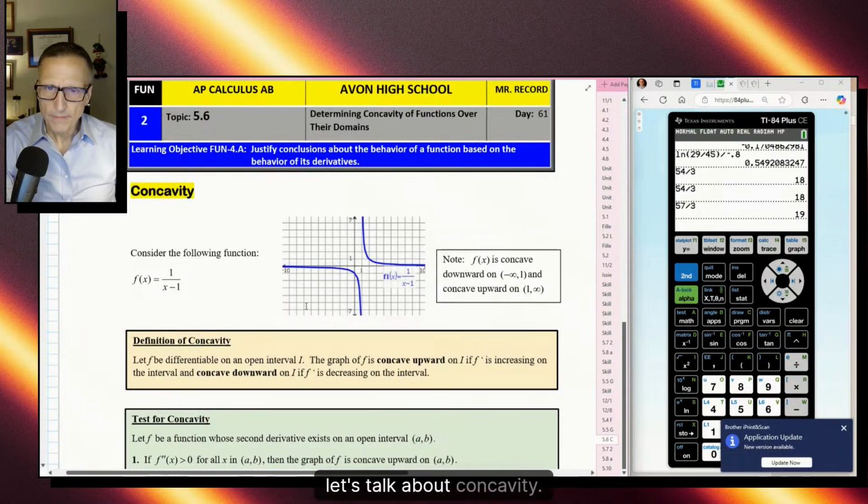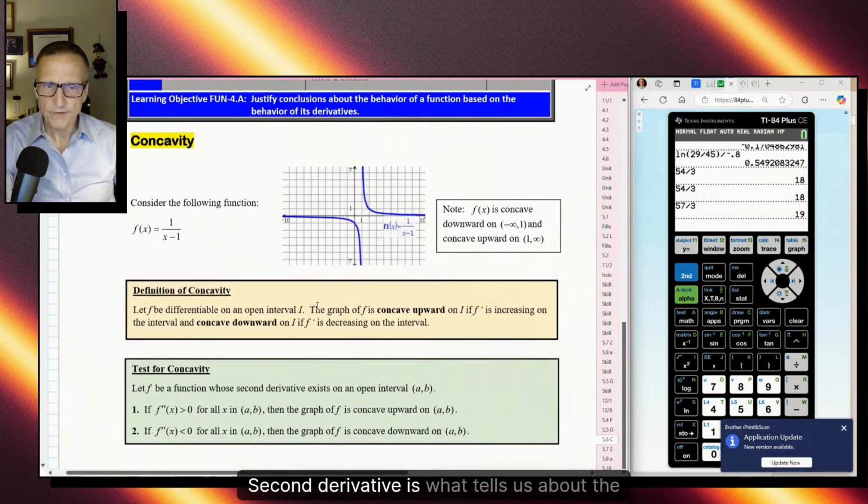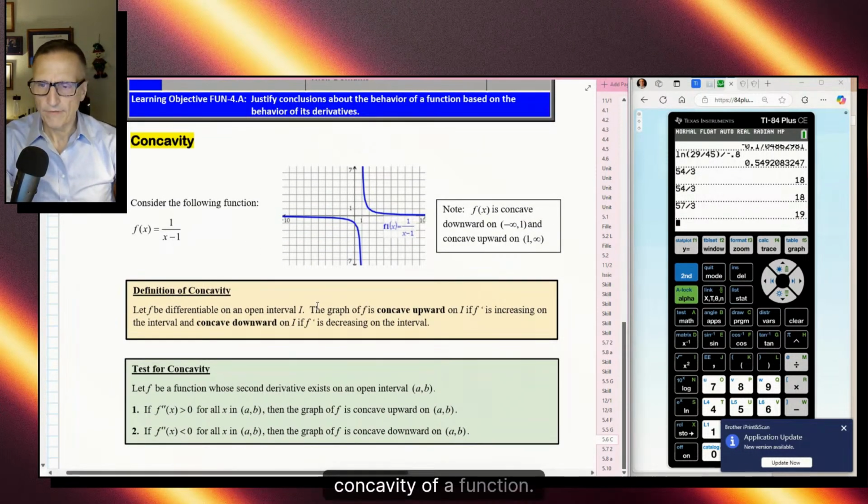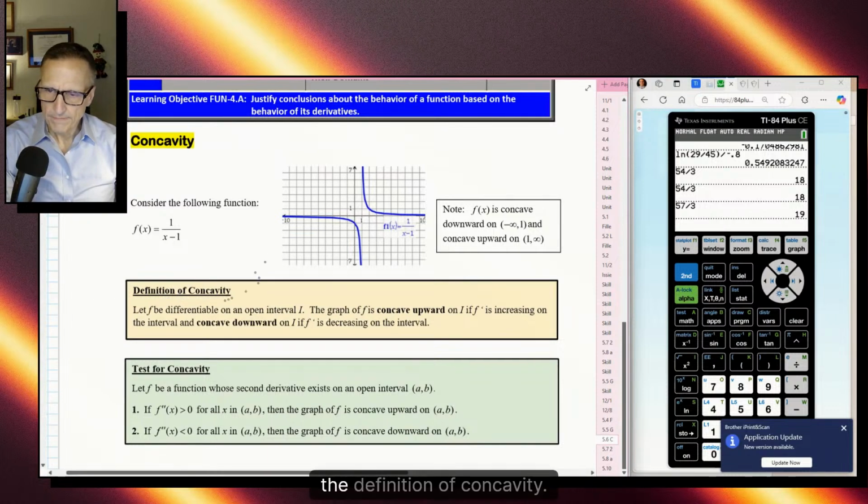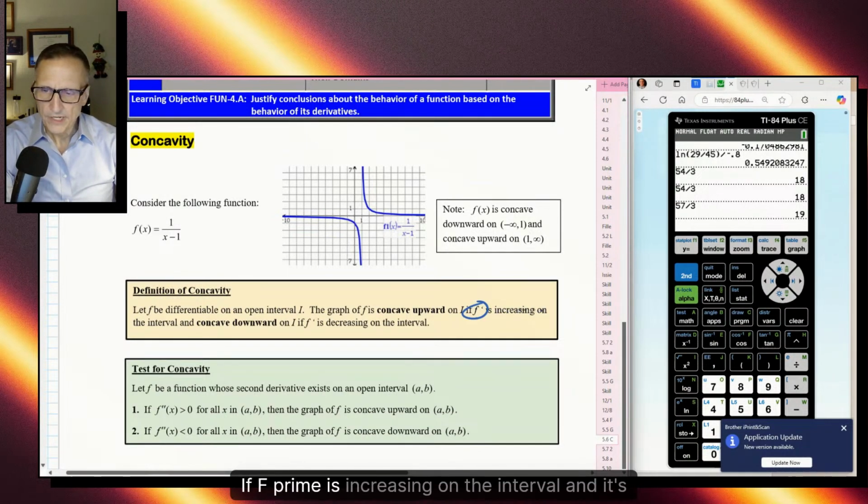All right, let's talk about concavity. Second derivative is what tells us about the concavity of a function. The definition of concavity. The graph of f is concave upward on an interval if f prime is increasing on the interval, and it's concave down on the interval if f prime is decreasing.